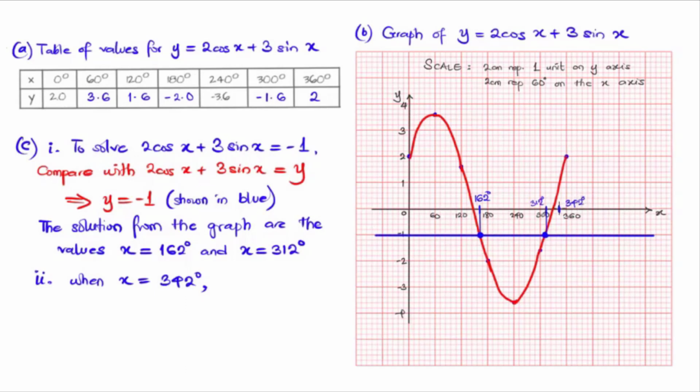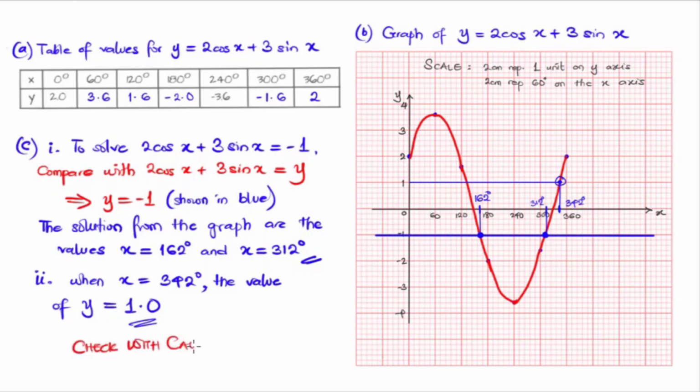So if we trace it up to our sinusoidal curve, okay, what's the value on the y-axis? That value is 1. From our graph anyway, now I will always advise, even after getting this on the graph, confirm by calculating manually. In this case, I'm going to use the calculator, but from the graph, I can see that when x is 342 degrees, y is 1.0. We are working in one decimal place.